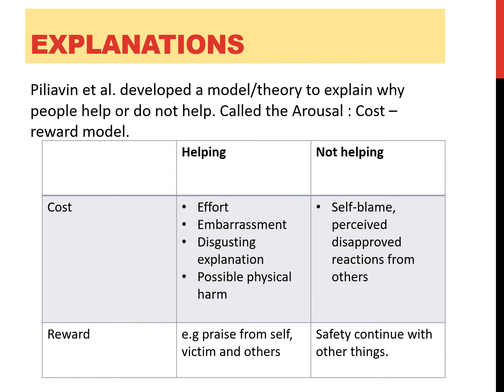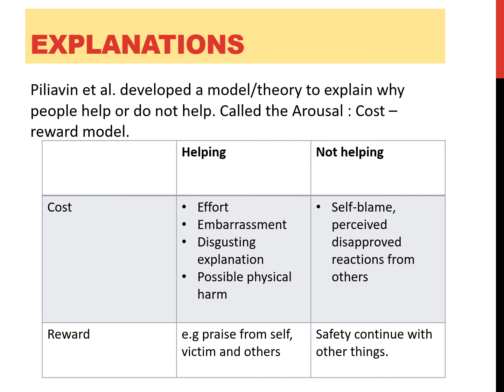Okay, so P11 came up with a model or a theory, we could say, to explain why people help or do not help. It's called the arousal cost and reward model. Like I said that day, when an emergency happens, you automatically feel aroused. So in order to reduce your arousal, you would think about the cost and reward of helping.